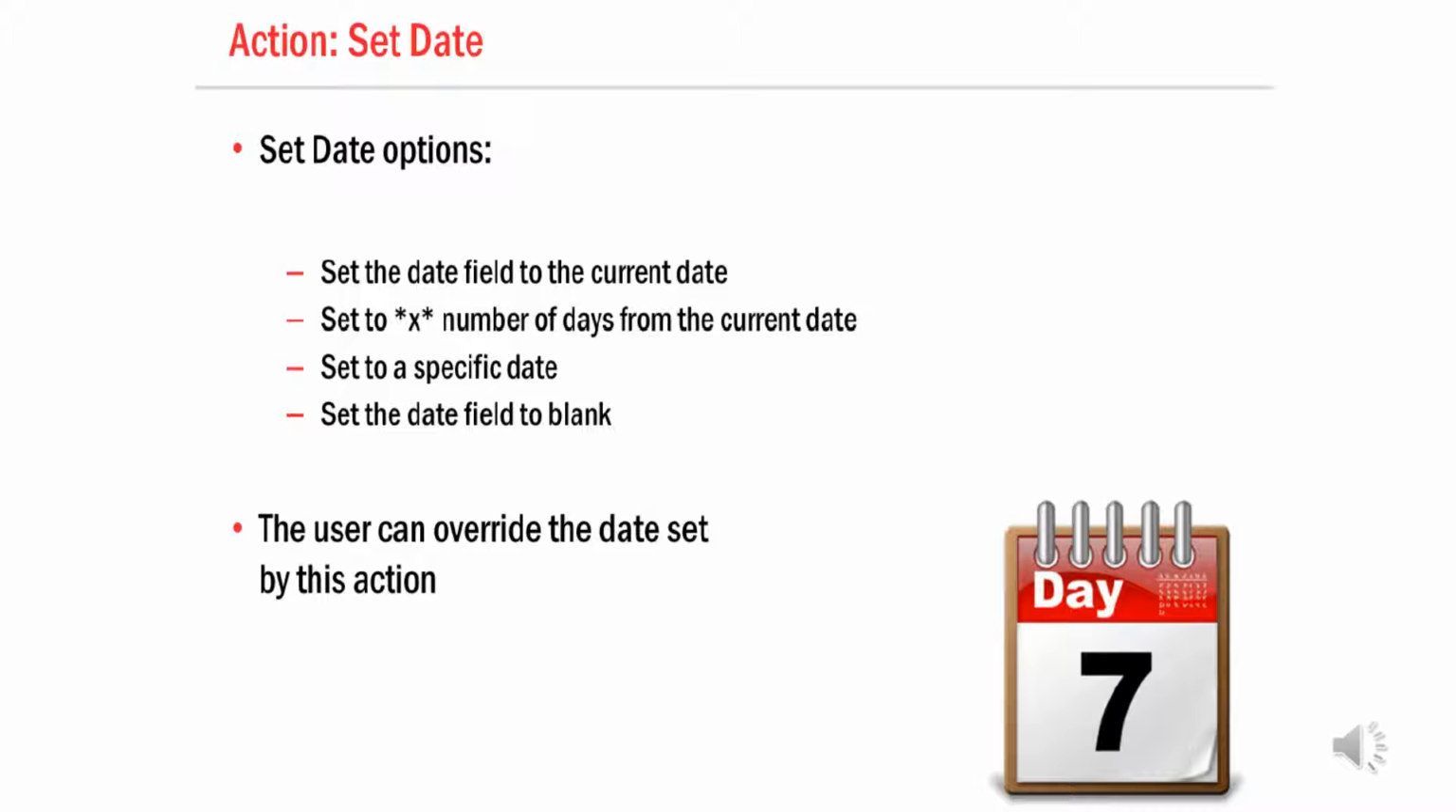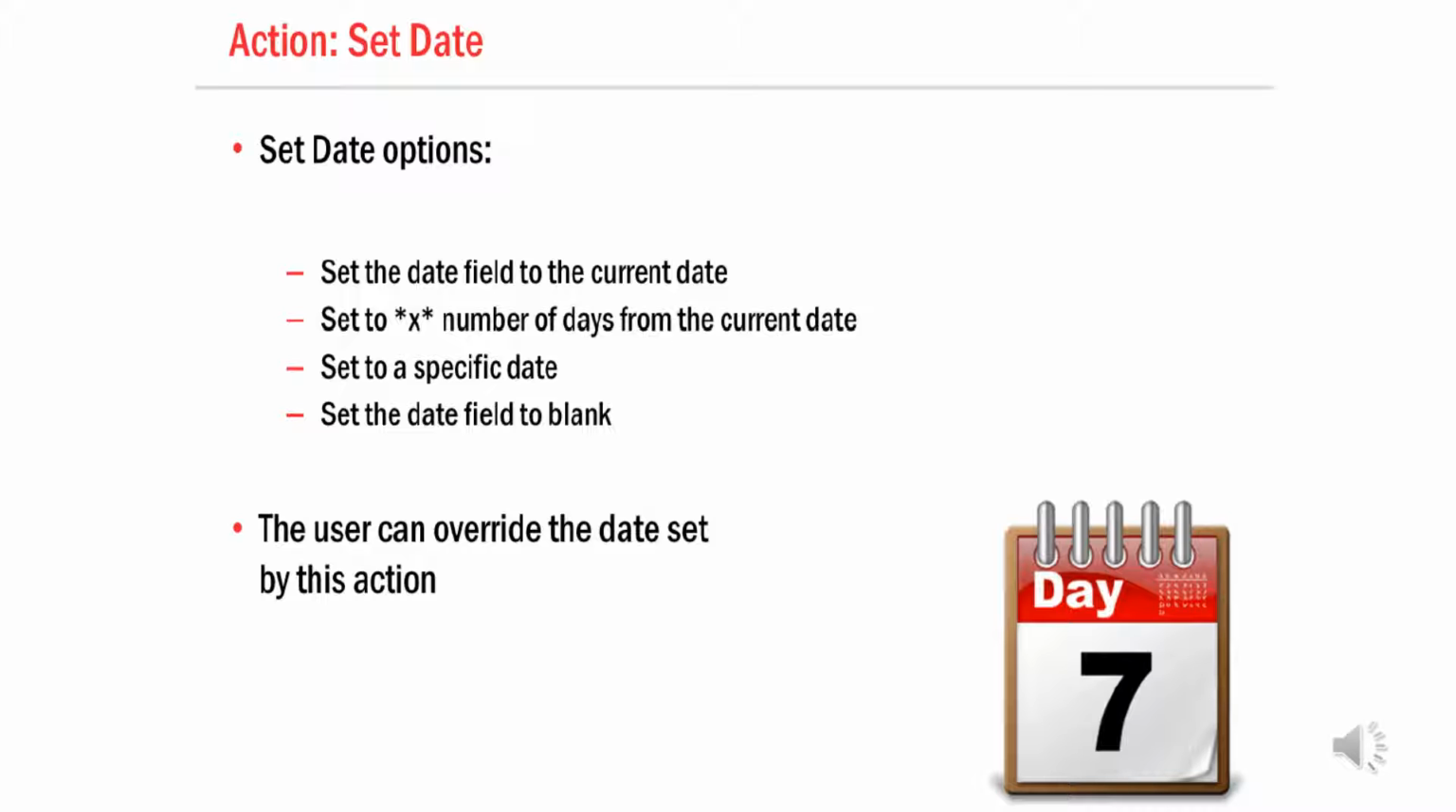A set date action changes the value displayed in a date field. You can set the value to the current date, to a number of days from the current date, to a specific date, or set the field to blank. If the date field is configured to include date and time, you can set the date, time and time zone.